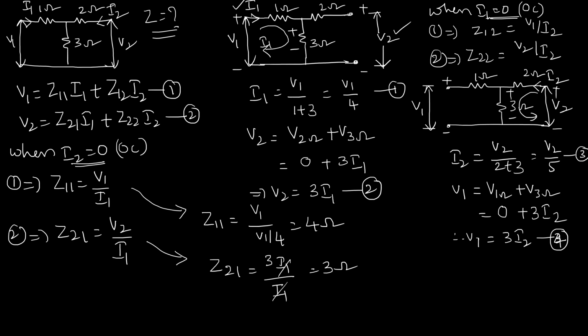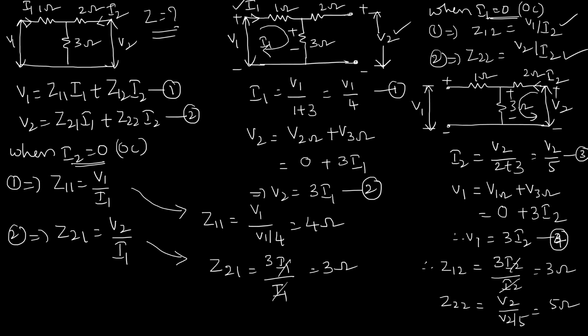Now go for the parameters. Start with this one. What can we find? Z12 equal to what? V1 by I2. So V1 is what? 3I2 by I2. So I2 gets cancelled, you'll be getting 3 ohms. Now go for the second parameter under this condition, that is Z22. So Z22 equal to what? V2 by I2, right? So what is V2? It's a supply, no need to write anything. Now what is I2? From equation 3, what can we write? V2 by 5. So this is 5 ohms.